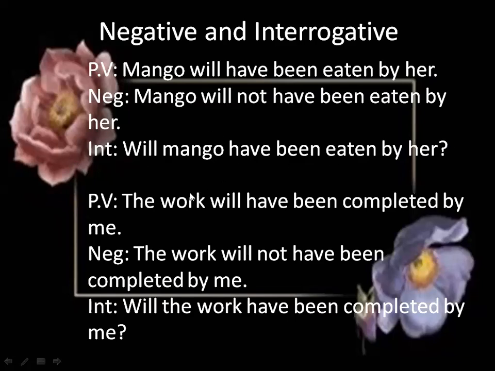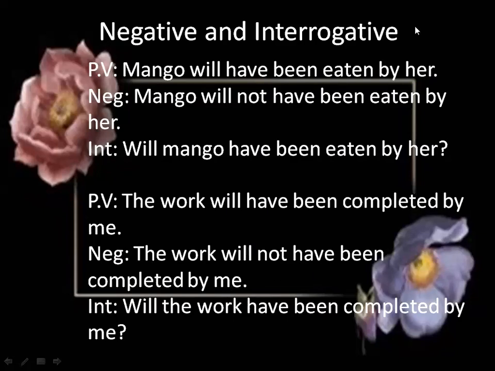Then question mark. Whenever you do not use the question mark at the end of interrogative sentences, the whole sentence will be considered wrong, because with interrogative you always have to use a question mark at the end, otherwise your marks will be deducted or your whole sentence will be cancelled, or considered wrong. The work will have been completed by me. The work will not have been completed by me. Will the work have been completed by me?